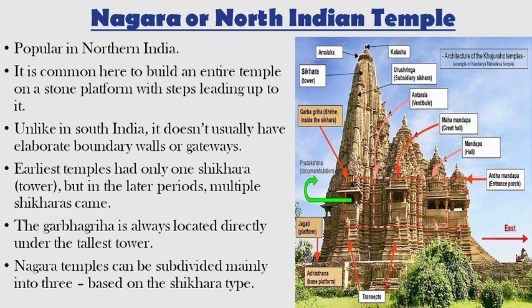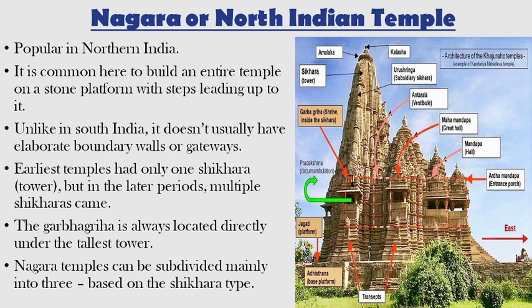Next is Nagara or North Indian type of temple. If you see in the image, you can see the Amalaka, the Kalasha, the Shikara, the Garbhagriha, and the Antarala, which is the vestibule, Mahamantapa, Mantapa, Ardhamantapa, and which direction the temple is facing, the Jagati, etc.